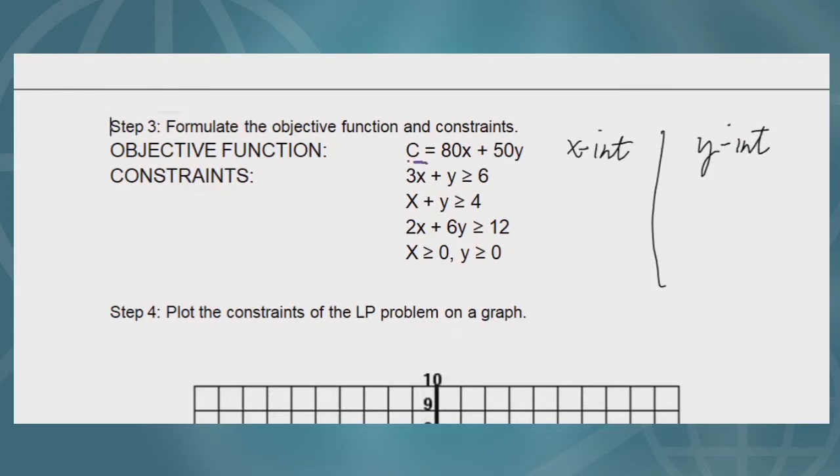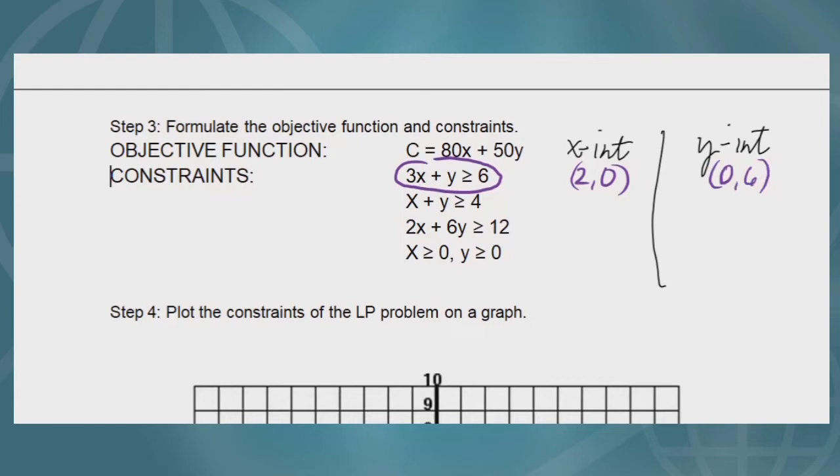So for our first constraint, we have 3x plus y greater than or equal to 6. So x-intercept, cover y. So 6 divided by 3, 2. So 2 comma 0. And then y-intercept, cover x. Y is greater than or equal to 6. So ang y-intercept ay 0 comma 6.